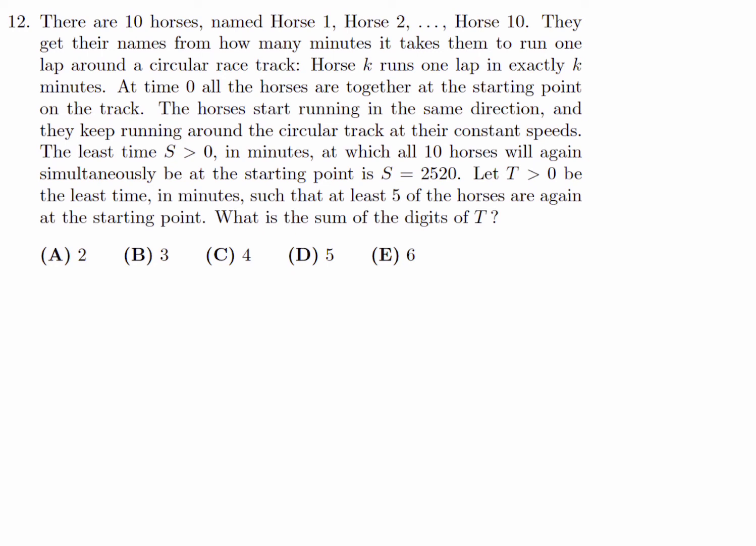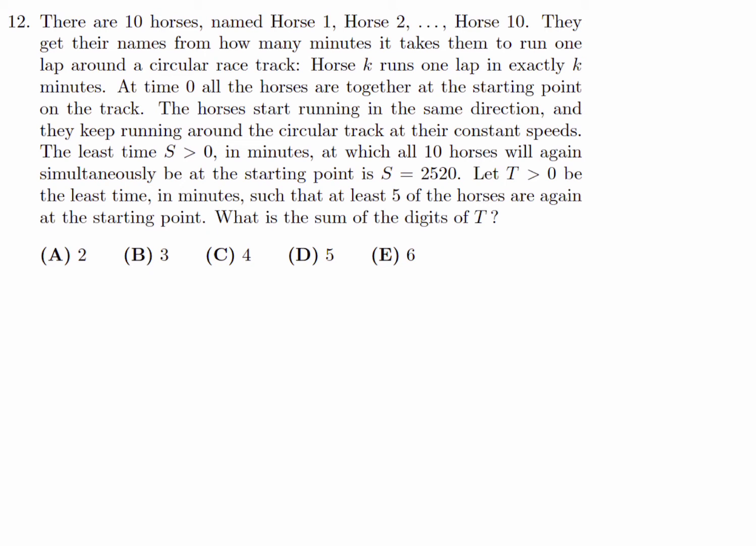There are 10 horses named horse 1, 2 to 10. They get their names from how many minutes it takes them to run one lap around a circular racetrack. Horse k runs one lap in exactly k minutes. At time 0, all the horses are together at the starting point on the track. The horses start running in the same direction, and they keep running around the circular track at their constant speeds. The least time s greater than 0 in minutes at which all 10 horses will again simultaneously be at the starting point is s equal to 2520.